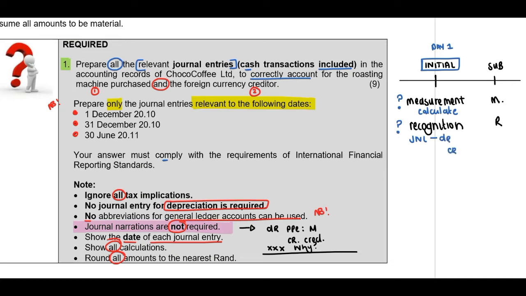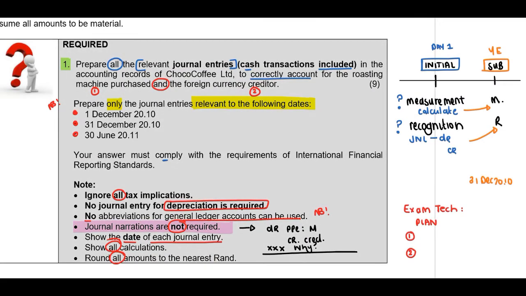In terms of subsequent, when you look at the right side, subsequent will be our year end. Therefore, in this question, our year end will be 31 December 2010. And again, measurement, how do we calculate that asset or liability? Recognition, normally, guys, what do we debit? What do we credit?